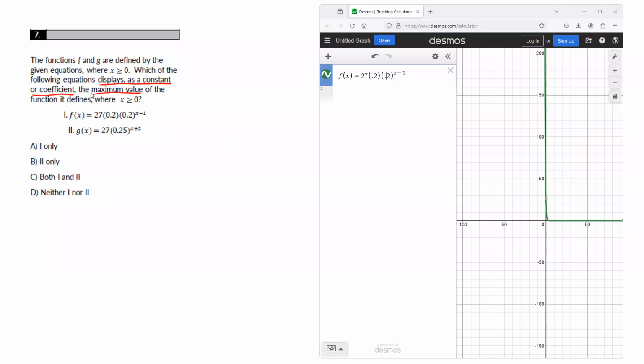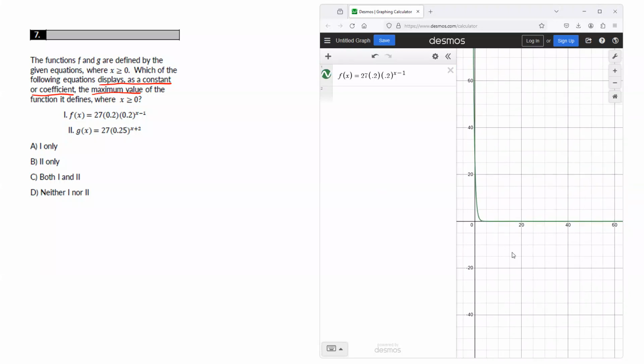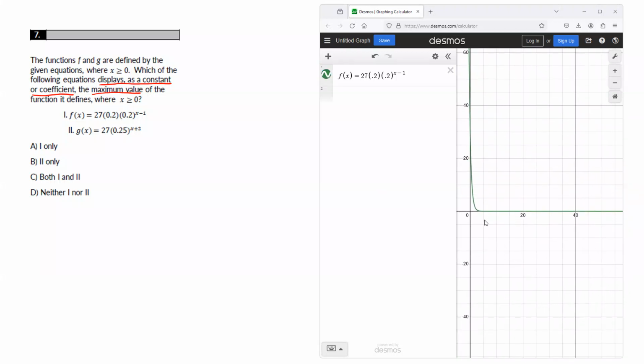So the maximum value when x is greater than or equal to 0. I'm only interested in the right-hand side of the y-axis where x is greater than or equal to 0. And I can see that from the y-intercept, and Desmos shows you where it is if you click on it, which is really nice. Here's the y-intercept. We are only going down from there. So in the area that x is greater than or equal to 0, the maximum value is 27. It never gets bigger, right?